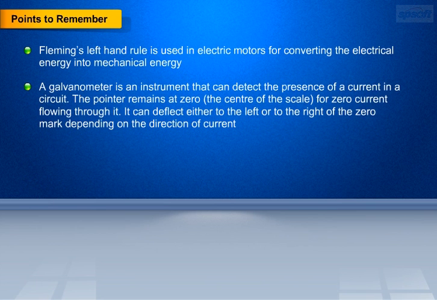A galvanometer is an instrument that can detect the presence of a current in a circuit. The pointer remains at zero for zero current flowing through it. It can deflect either to the left or to the right of the zero mark depending on the direction of current.